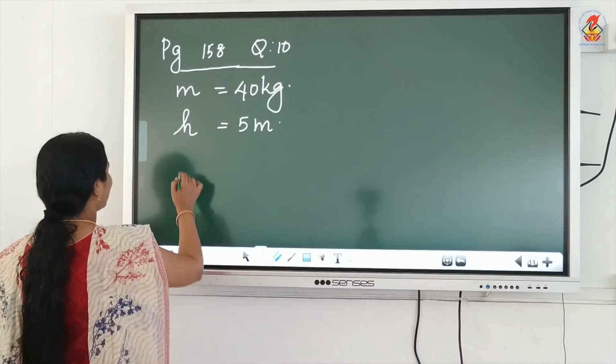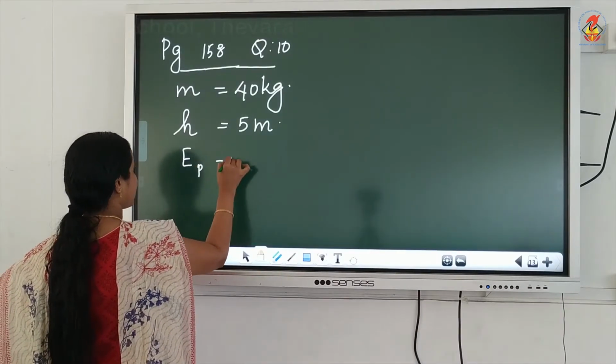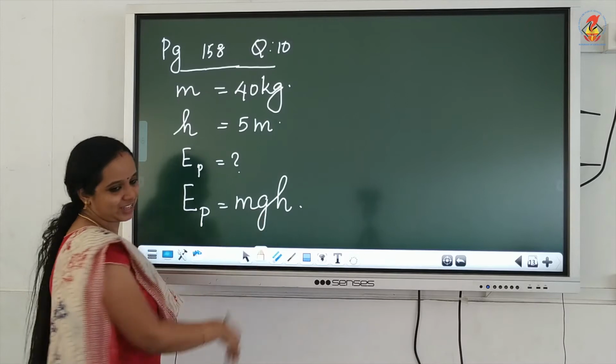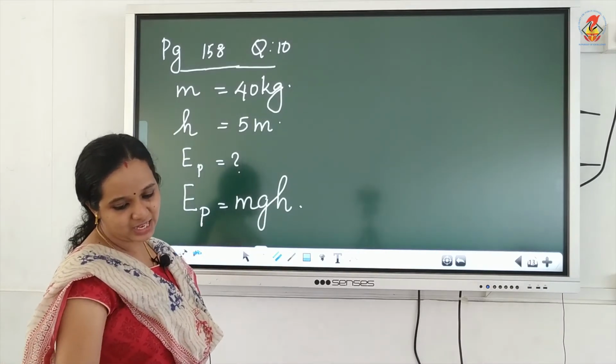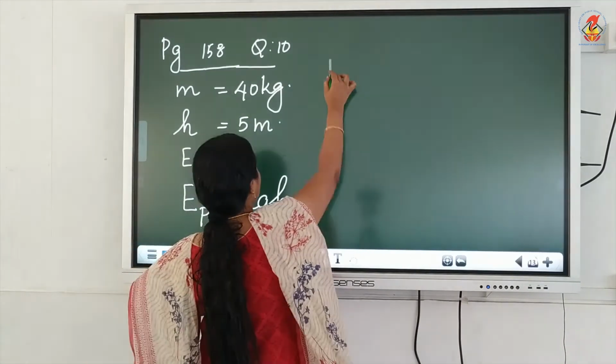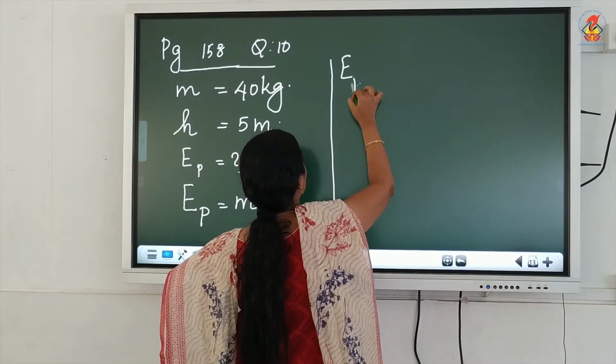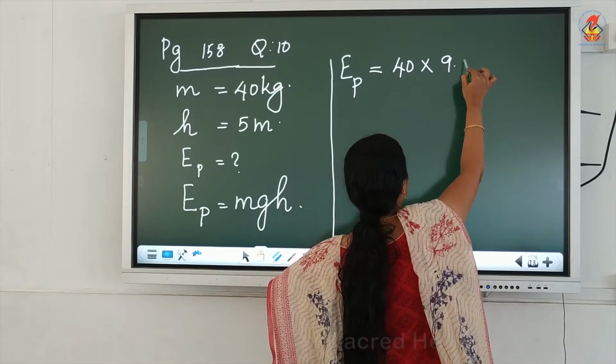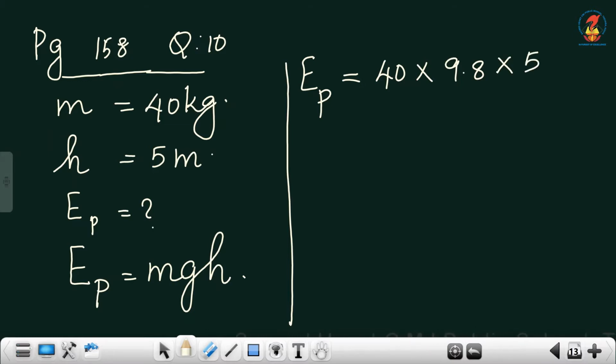What is its potential energy? You need to find its potential energy. Formula to find potential energy is mgh. Now, substitute all the values in the equation of potential energy. You will get EP is equal to 40 into g, g is 9.8, into h is 5. On solving this, you will get the answer as 1960 joules. After multiplication, you will get the answer as potential energy is equal to 1960 joules.